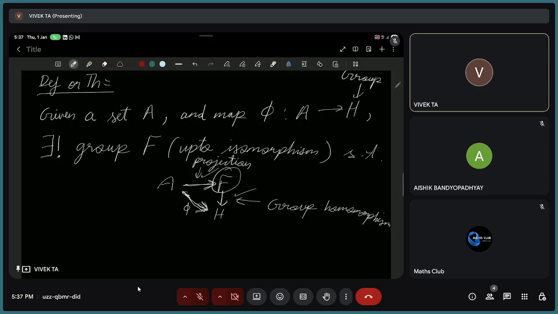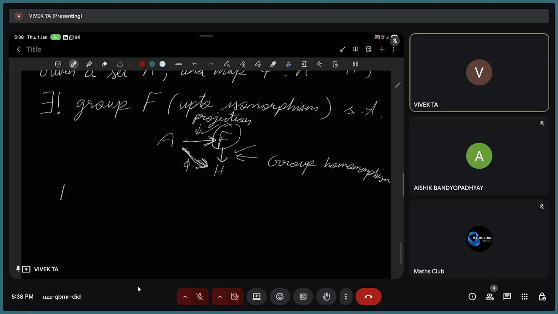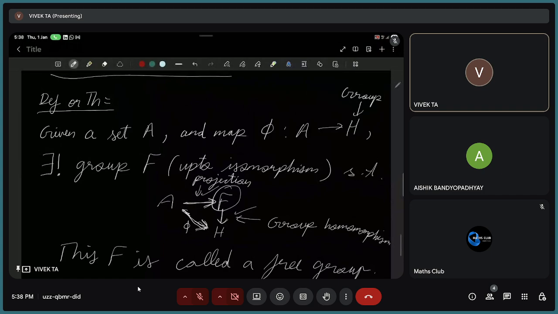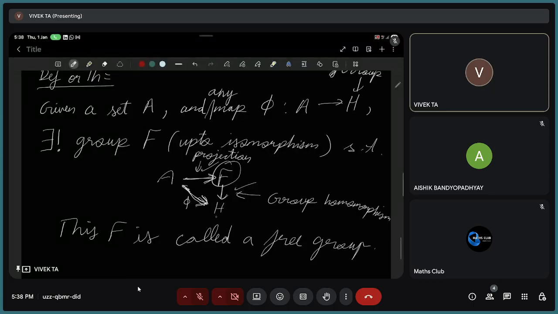So now you might say, how can you always guarantee this? That is why this F is called a free group. And also there is another condition, given a set A and any map phi to any group X. So this F is unique for any X and any phi.